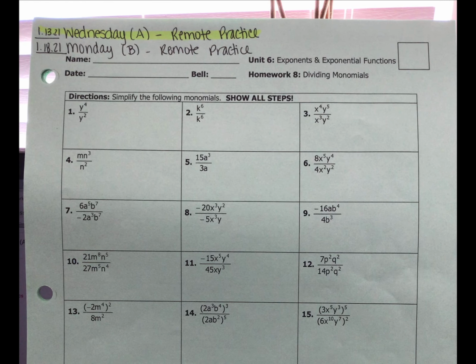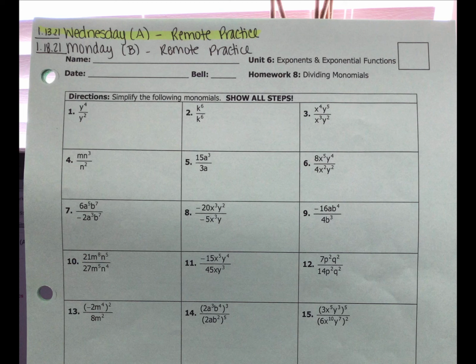The first one says, let's see here, Unit 6, homework number 8, dividing monomials. For Cohort A, this is your Wednesday assignment, so if you would put Wednesday at the top of your paper. For my Cohort B folks, you're going to put Monday at the top of your paper. This is your Monday assignment. And you will have to take a screenshot of it and then upload it into Google Classroom and then mark complete or mark done or whatever it says over there on the side.